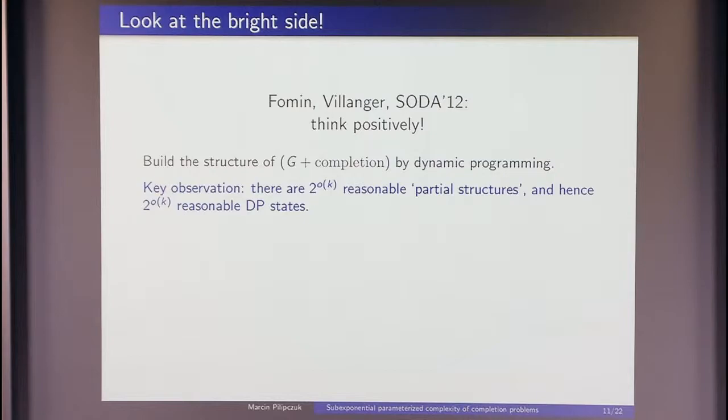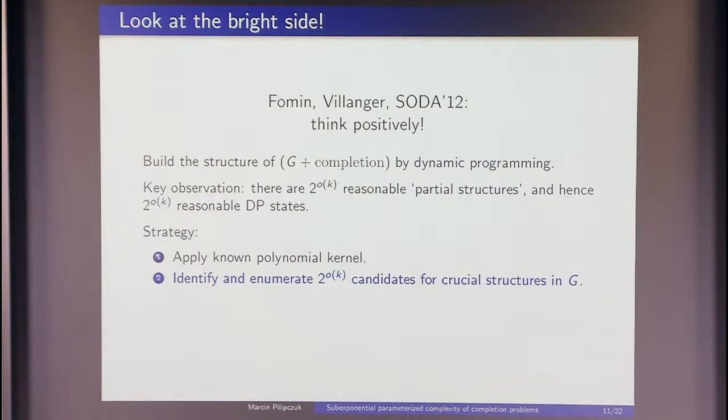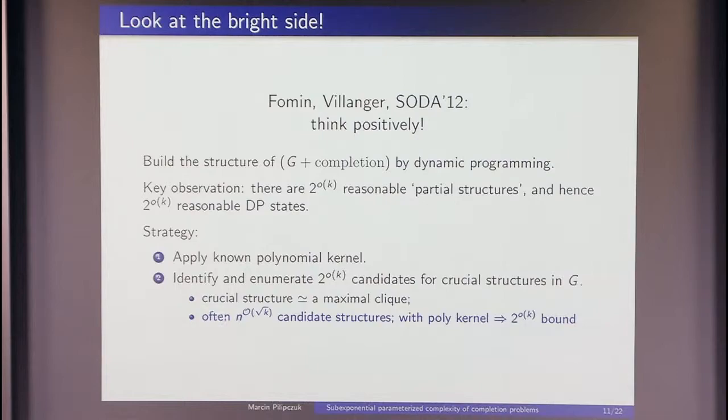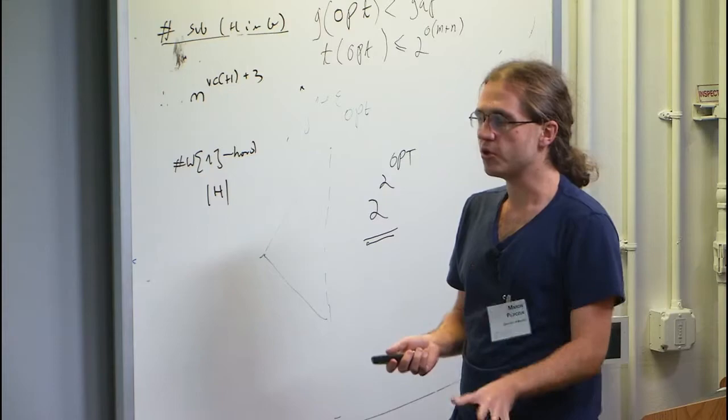And so the strategy is, okay, we start with a polynomial kernel that will help us later. And we are going to enumerate some sub-exponential number of candidates for some sort of maximal cliques in the graph, for example. All these crucial structures will be playing around maximal cliques. And the bound we'll obtain will be of sort of n to the square root of k. So what we'll try to do, for example, with the chordal graphs, is that there are only n to the square root of k reasonable choices for a maximal clique in the completed graph.